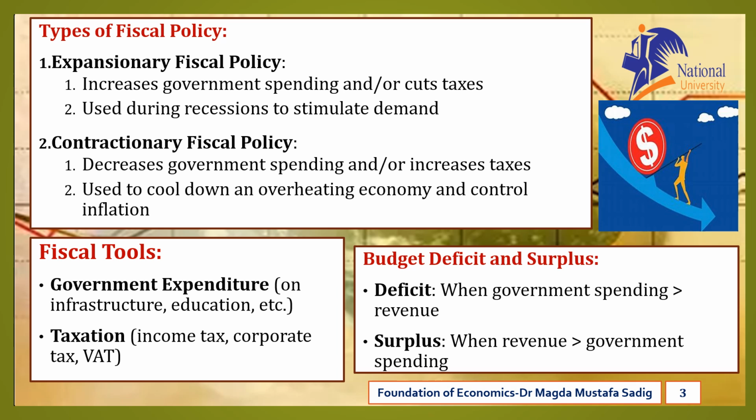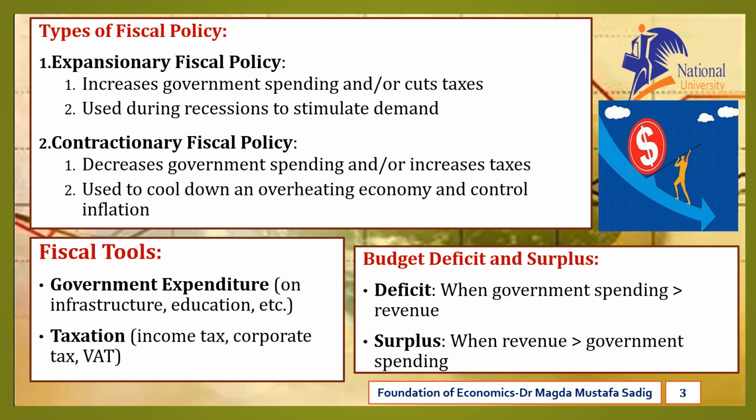As I have mentioned, there are two types of fiscal policy. We have the expansionary fiscal policy, and this is used when the economy is in a recession or a slowdown. The government increases spending or cuts taxes to boost demand. The goal is to encourage more investment, consumer spending, and job creation. Example: building more schools, giving tax cuts to households. This puts more money in people's hands and boosts economic activity.